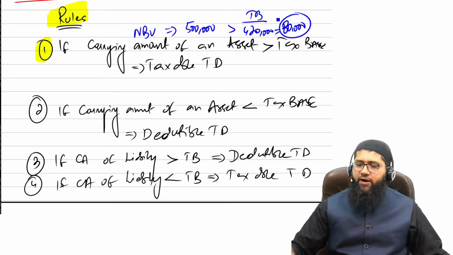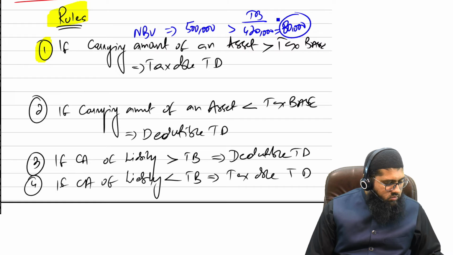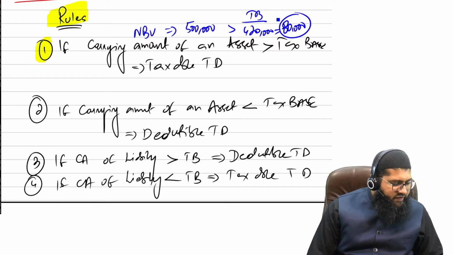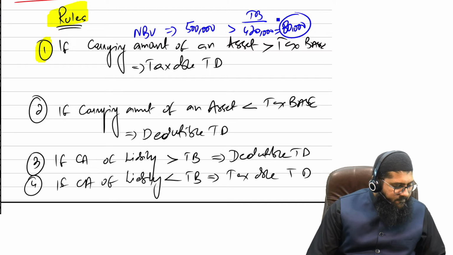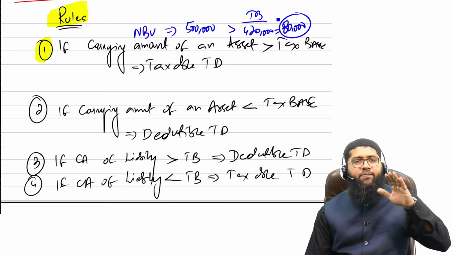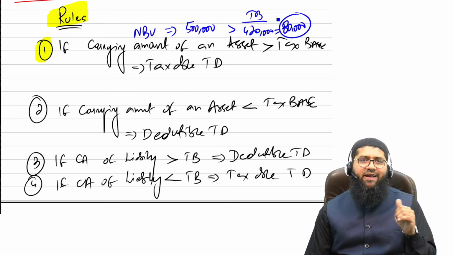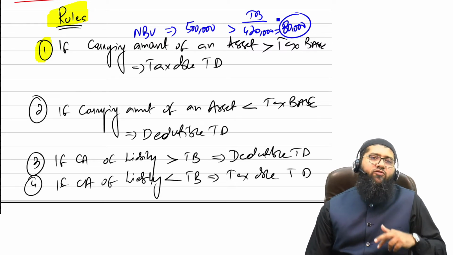Portia, is that okay to you right now till here? You do understand how you could remember the rules, right? Just remember number 1 and the rest of them are opposite to it. You could see that if the carrying amount is greater for assets, it's taxable. But if the carrying amount is less for the asset, it's deductible. In the case of liability, it's opposite.